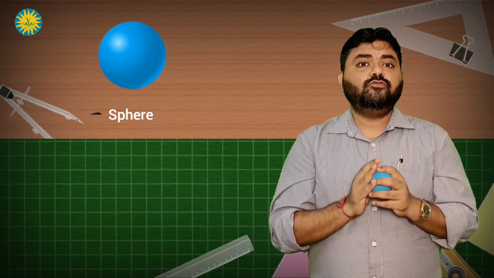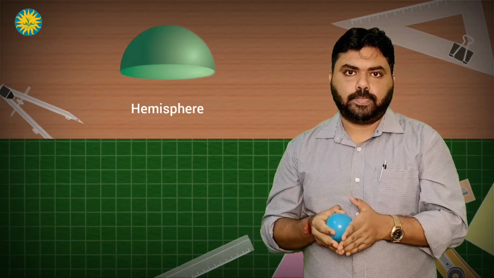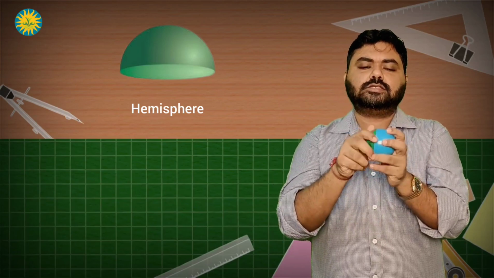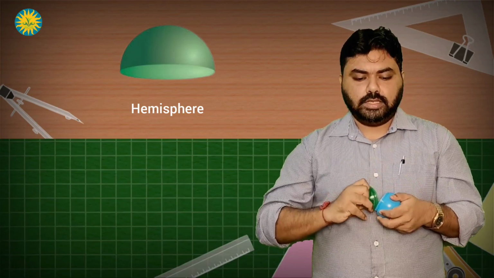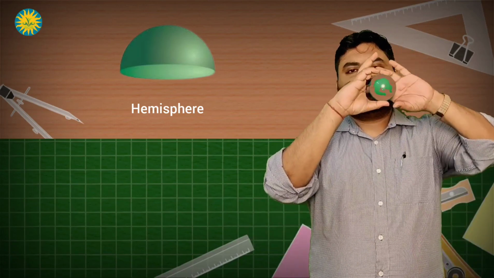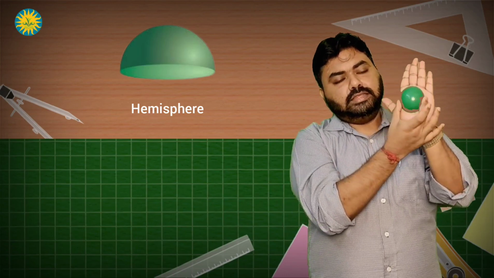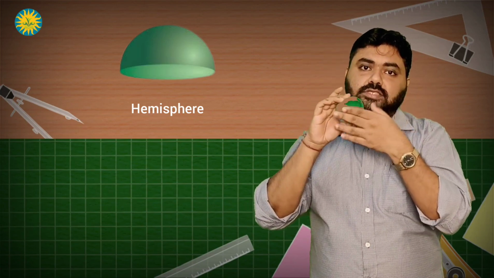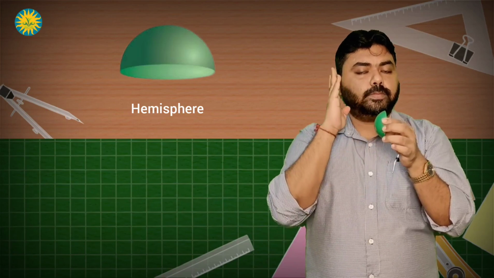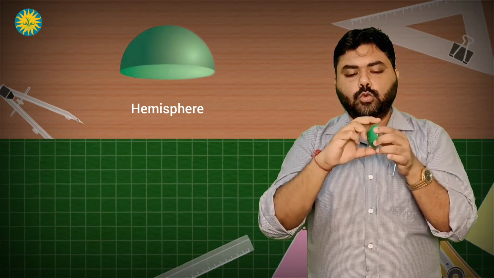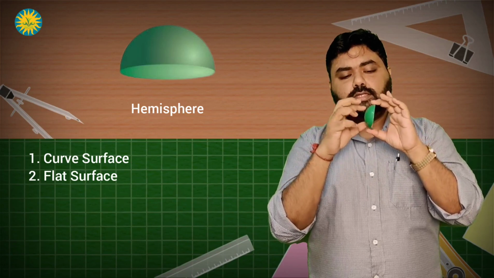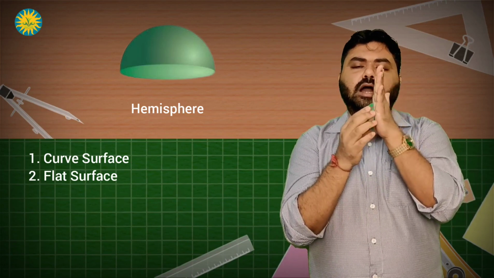Now if we cut the sphere into 2 halves, we will get 2 hemispheres. A sphere when cut into 2 equal halves forms hemispheres. Now I am cutting this sphere. See, this is half of a sphere, a hemisphere. This is the curved surface, and this is the plane surface. Therefore, in case of a sphere there is only one surface, whereas in case of a hemisphere there are 2 surfaces, one curved surface and the other flat surface.